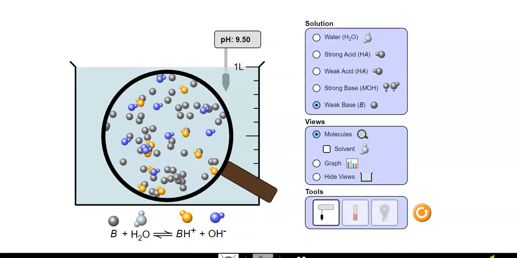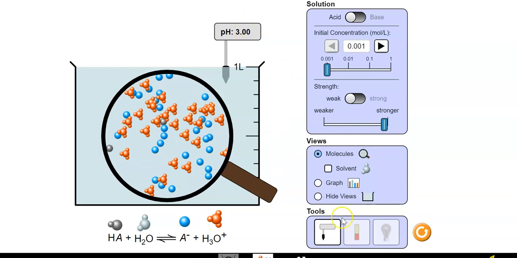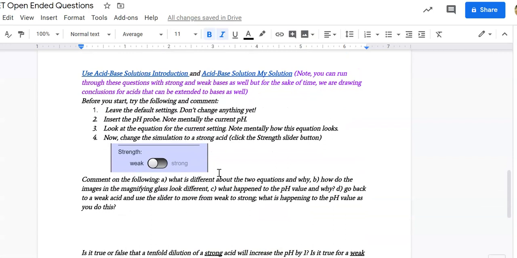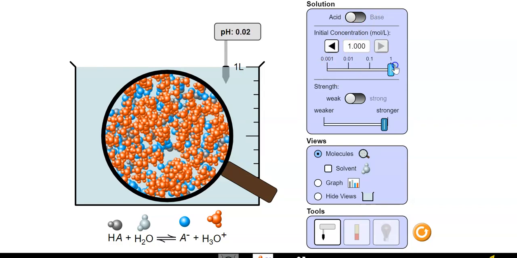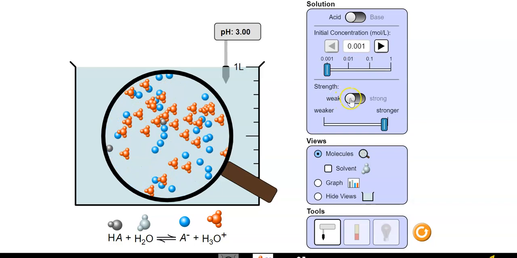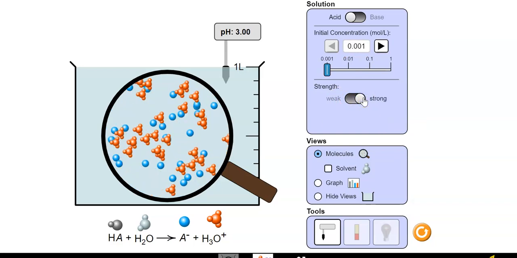Finally, the most complex simulation. Everything the same, leave the solvent off, leave the pH meter in, you've got the equations, the visual. The only difference now is that you can be a little bit more specific with what kind of acid or base that you're using. I do say on the notes that you could do all of these questions really using an acid or a base, but we don't have time necessarily to do that. So I just want you to leave it with the acid selected, and then you can change the concentration here. You can go between a weak or a strong acid. Notice what happens to the equations, the picture, the pH when you do that.